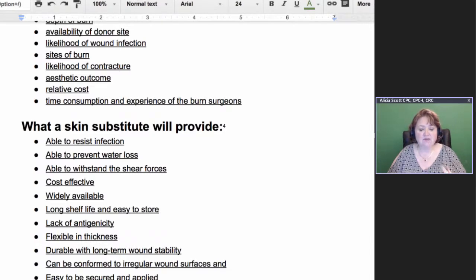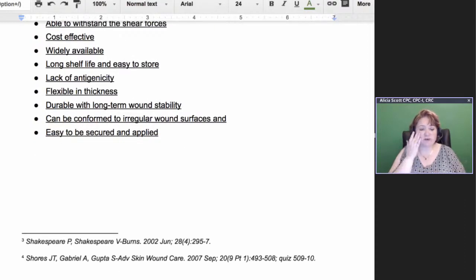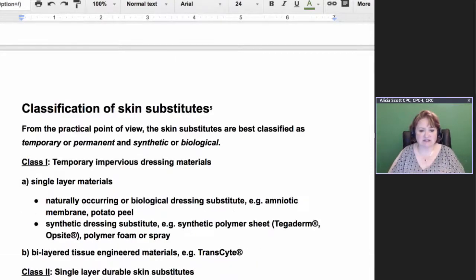And this one here is a big one. Can it be conformed to irregular wound surface areas? So what if, especially on the face, think of the scar tissue, but there are also different colors that would be involved, right? And so you want to think about that. And easy to be secured and applied. Is it going to be easy to do, or is it an area that's going to be difficult? These are all things to consider when they're dealing with skin substitutes.